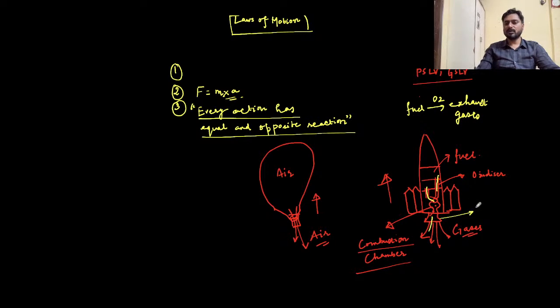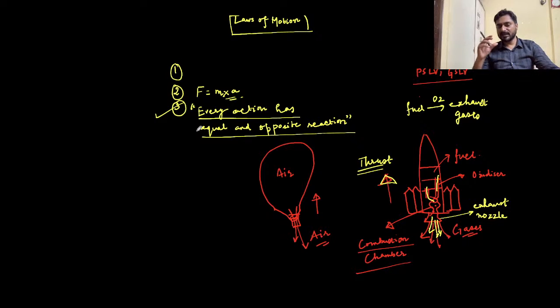So this exhaust nozzle is directing the hot exhaust gases in this direction. These hot gases are moving in this direction, so the rocket is getting a thrust in this direction. So this is the major application of Newton's third law of motion in space science and technology, even in missiles.